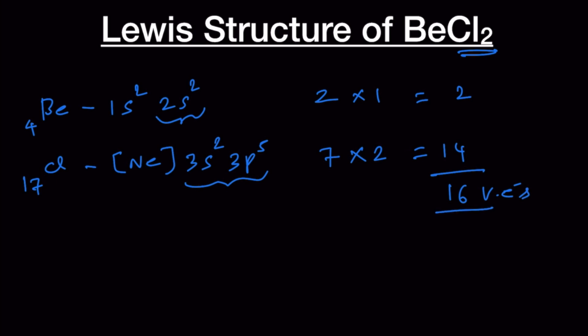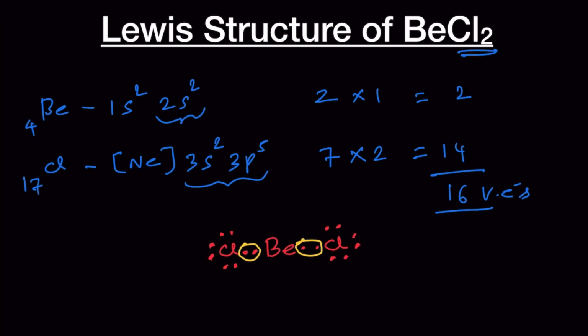So, using these 16 valence electrons, let us try to draw the Lewis structure. Chlorine is more electronegative than beryllium. Therefore, chlorine comes at the end. For beryllium, let us put 2 valence electrons, and for chlorine, we have 7 valence electrons: 1, 2, 3, 4, 5, 6, 7. On this side too, 1, 2, 3, 4, 5, 6, 7. These 2 electrons can make a bond pair. These 2 electrons can make a bond pair.